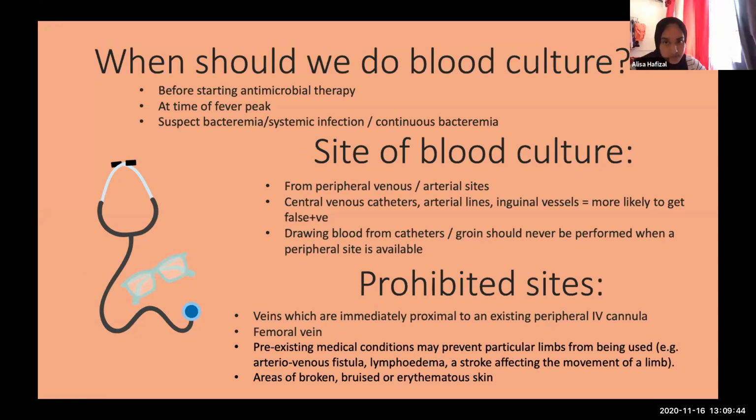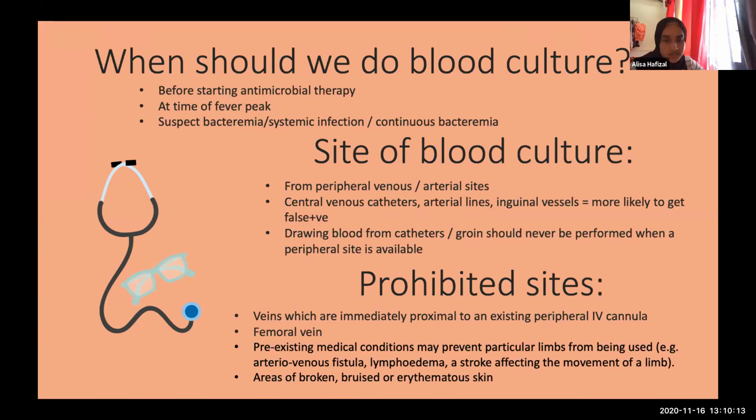And then the site of blood culture, usually from the peripheral venous, or can even be from the arterial sites as well. It can also be taken from the central venous catheters, arterial lines, inguinal vessels. But these sites are more likely to give a false positive result. You can also draw blood from catheters or the groin area, but you should never do so at these sites when the peripheral site is still available.